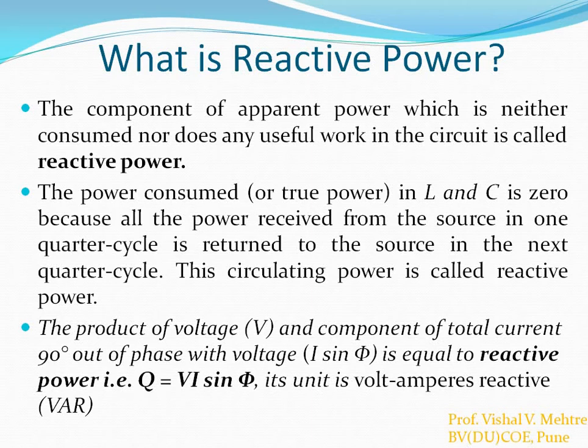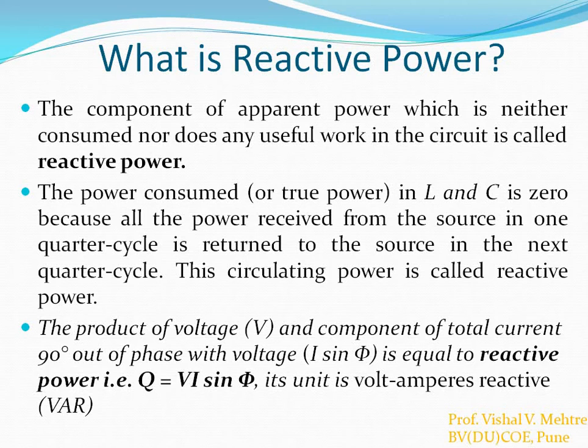The power consumed in an inductive and capacitive circuit is 0. The reason is that power received from the source in one quarter cycle is returned to the source in the next quarter cycle. So whatever is taken in the first quarter cycle is returned immediately in the next quarter cycle, and the average of it becomes 0. That power is the reactive power whose value is 0, but it is present in the circuit. It only goes to and fro in the circuit. It is nowhere consumed, nowhere used, but its presence is very important.